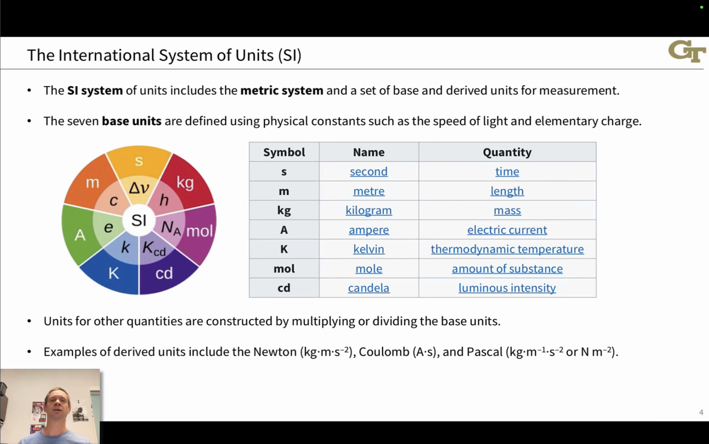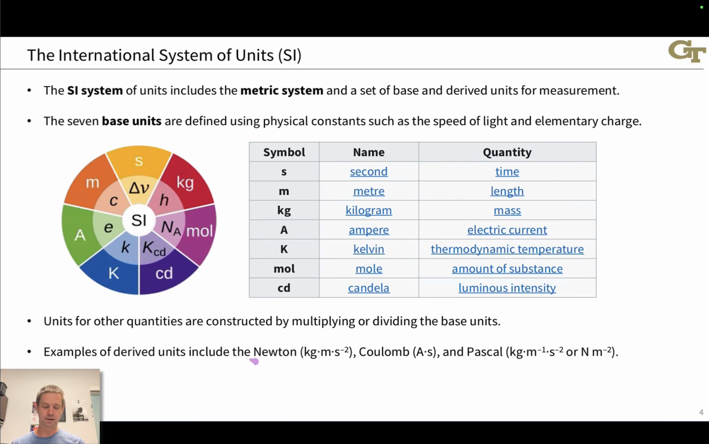Other phenomena have units that are derived from these base units. So, for example, something like speed is equivalent to a length per time. So the units of speed would be something like meters per second. And some examples of derived units for other phenomena are included at the bottom of this slide.